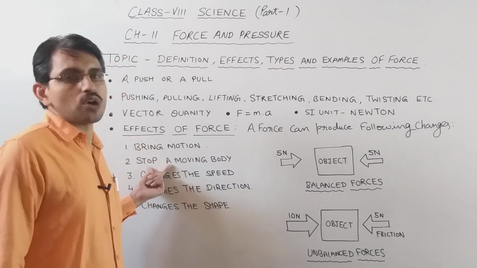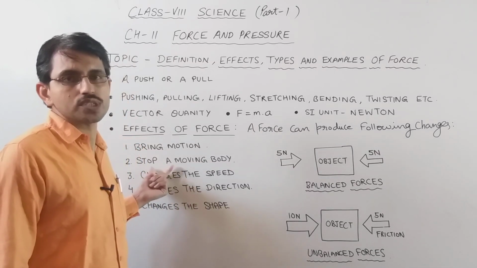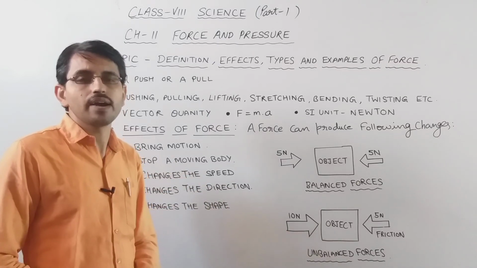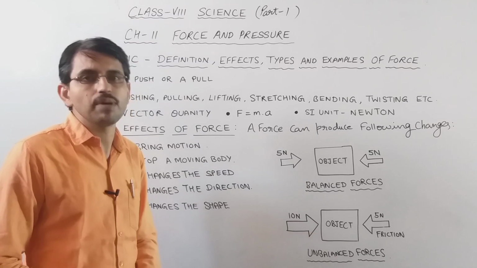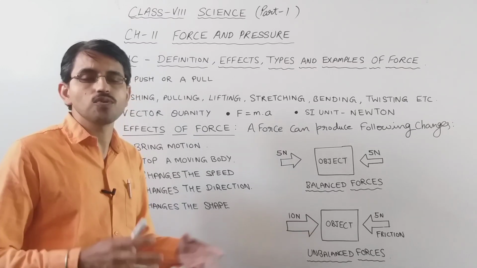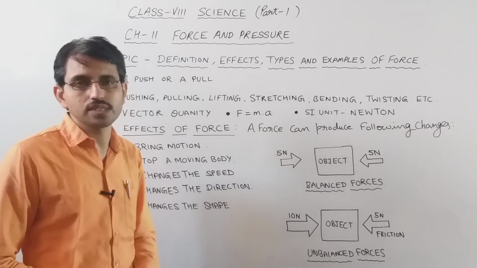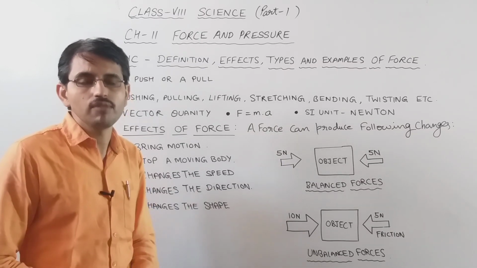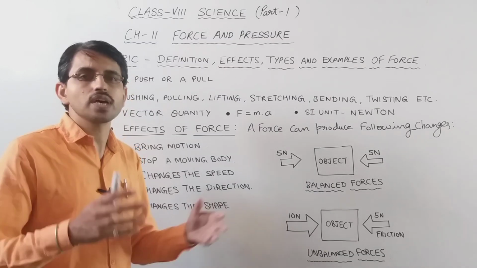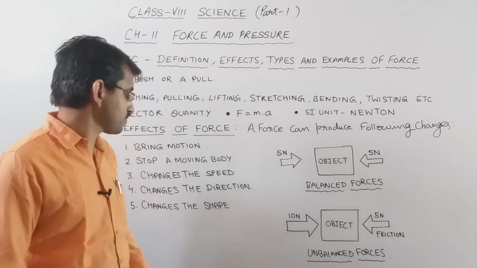A force can stop a moving body. For example, if a rider stops pedaling, the bicycle will come to rest due to the force of friction. So this force of friction stops the motion of a body. Similarly, a ball rolling on the ground will come to rest after some time due to the force of friction. So force can stop a moving object.